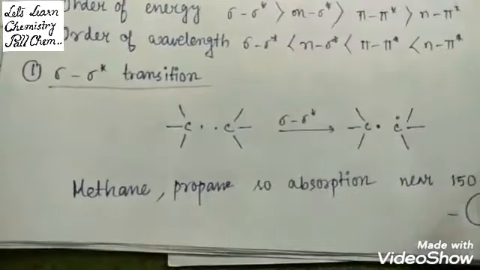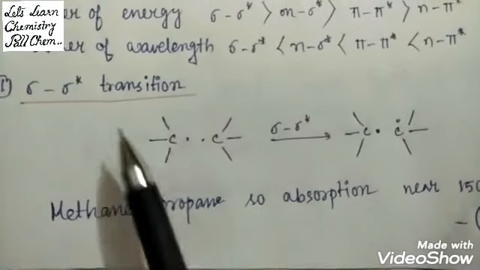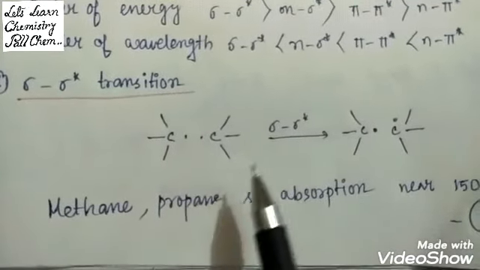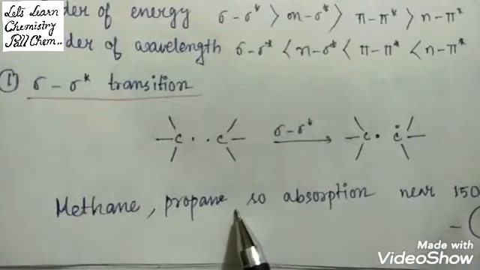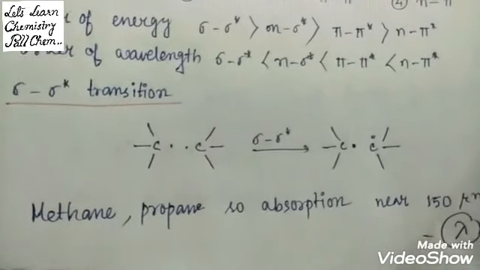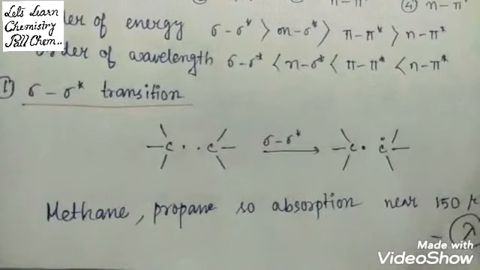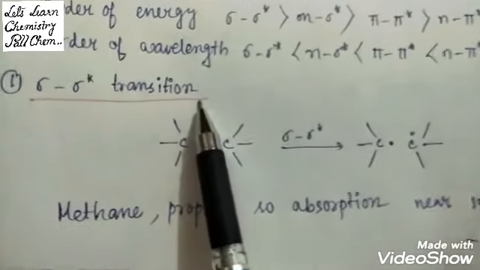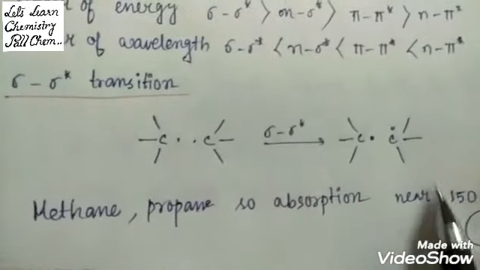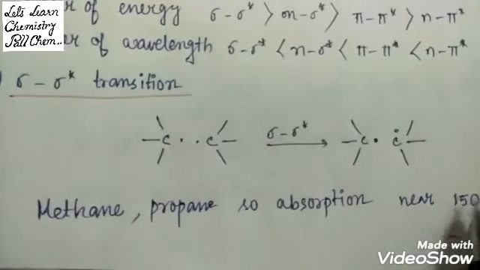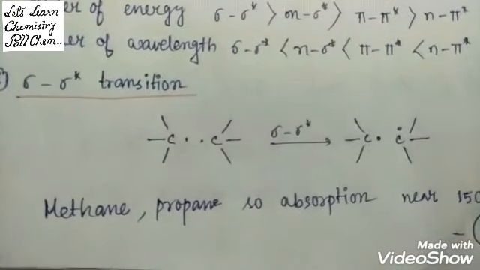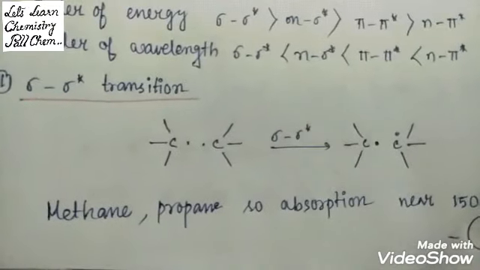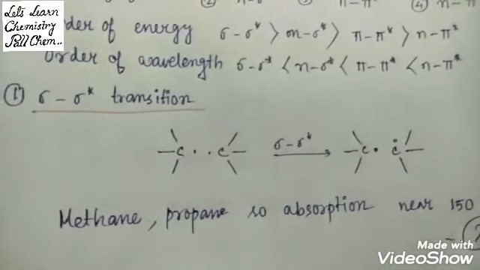So first, what is the sigma to sigma star transition? The sigma to sigma star transition occurs in saturated systems which have only sigma bonds. For example, methane and propane absorb at a wavelength of 150 nanometers. Normally this transition is performed in a vacuum, because at that wavelength the oxygen present in air strongly absorbs. So this sigma to sigma star transition is performed in a vacuum medium.